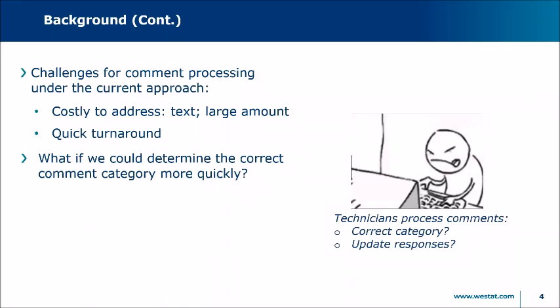So that's why it's natural for us to think, what if we can determine the correct category for the comments more quickly than a human being? Identifying the correct category for the comment is very important because it links to the correct standardized edit procedures for the technician to further process the comments. So it kind of serves as an entry point for us to process the comments.